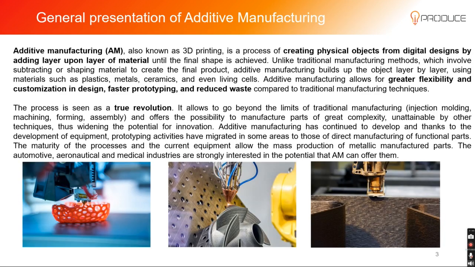Additive manufacturing, also known as 3D printing, is a process of creating physical objects from digital designs by adding layer upon layer of material until the final shape is achieved. Unlike traditional manufacturing methods, which involve subtracting or shaping material to create the final product, additive manufacturing builds up the object layer by layer, using materials such as plastics, metals, ceramics, and even living cells. Additive manufacturing allows for greater flexibility and customization in design, faster prototyping, and reduced waste compared to traditional manufacturing techniques.